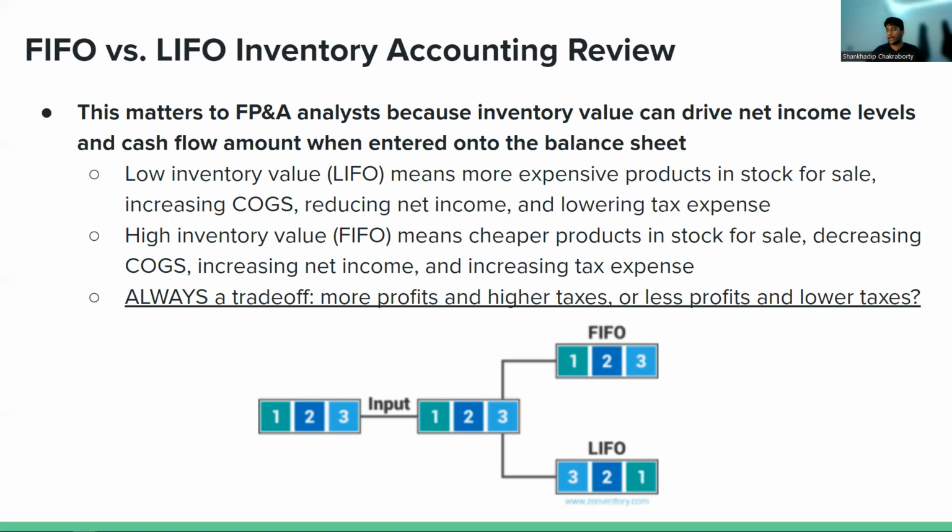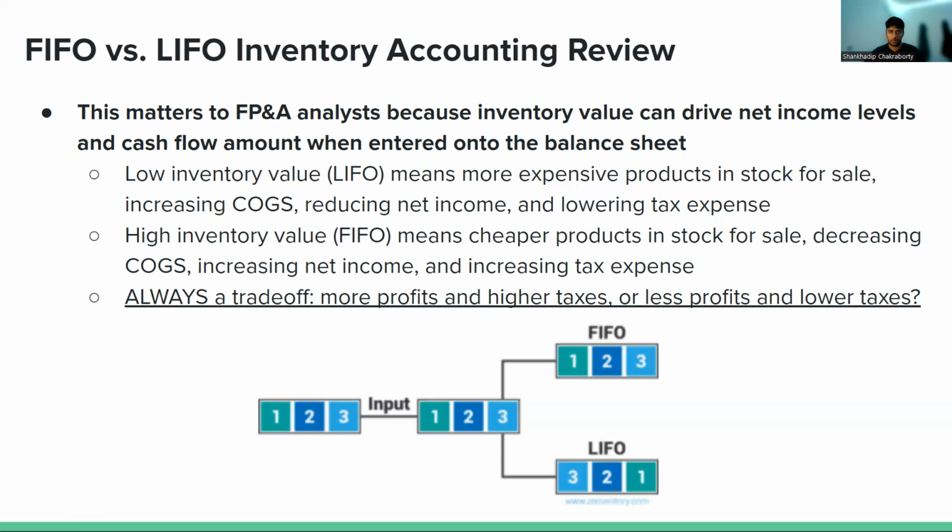So low inventory value, which is LIFO, because you still have your older inventory with LIFO still in your inventory because you're selling the newer stuff first. It means you have more expensive products in stock for sale. This increases your cost of goods sold. So if you look at the illustration over here, the input is basically, it goes 1, 2, 3. So 3 is the newest, 1 is the oldest.